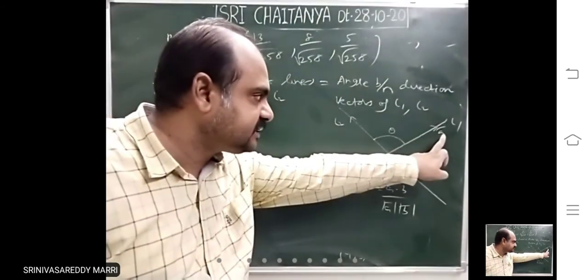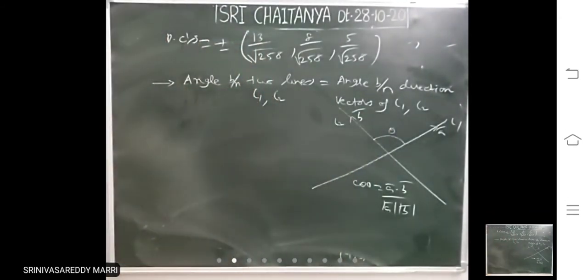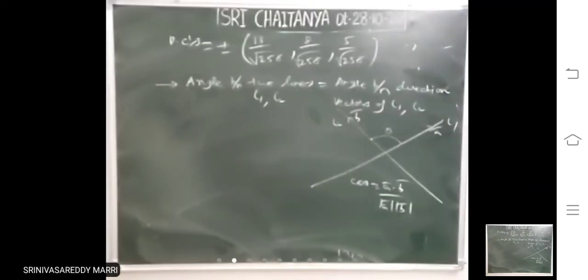We will find the direction vector of this, B bar. Then find the angle between them. That is nothing but the angle between two lines. The angle between two lines.